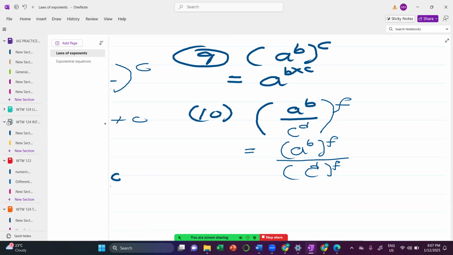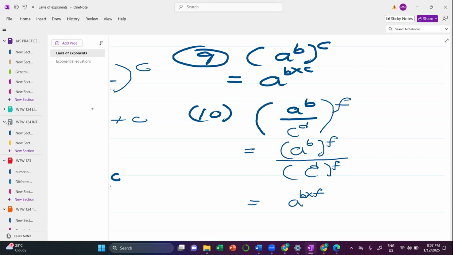Okay. So now let's take it further and now apply law number 9. So this is whereby we have a to the exponent of b, but raised to the exponent of f. So this is going to be a to the exponent of b times f, all over c to the exponent of d times f.